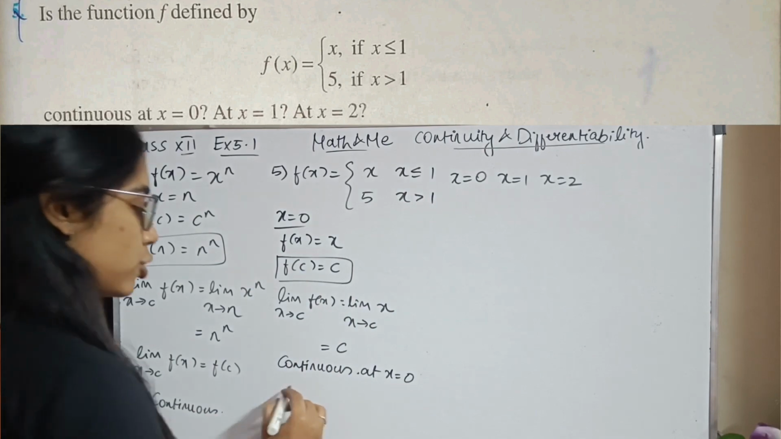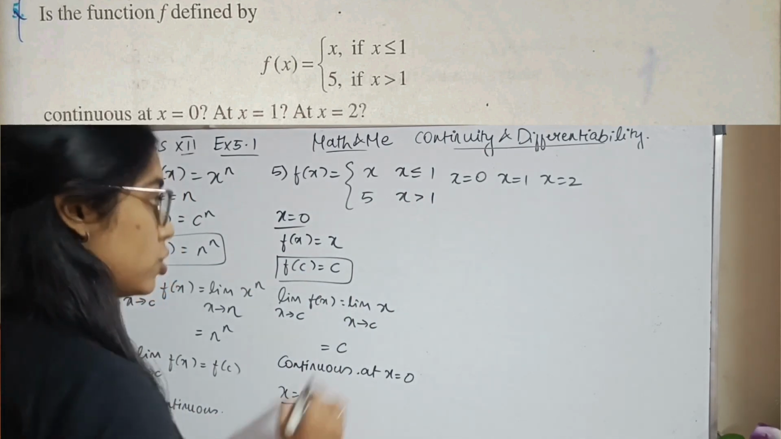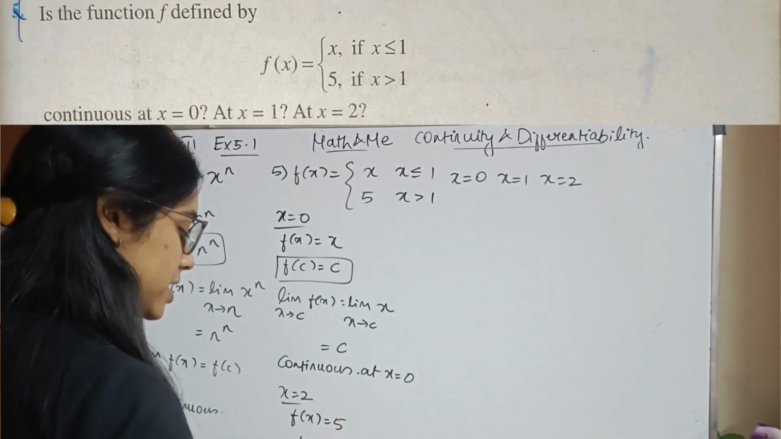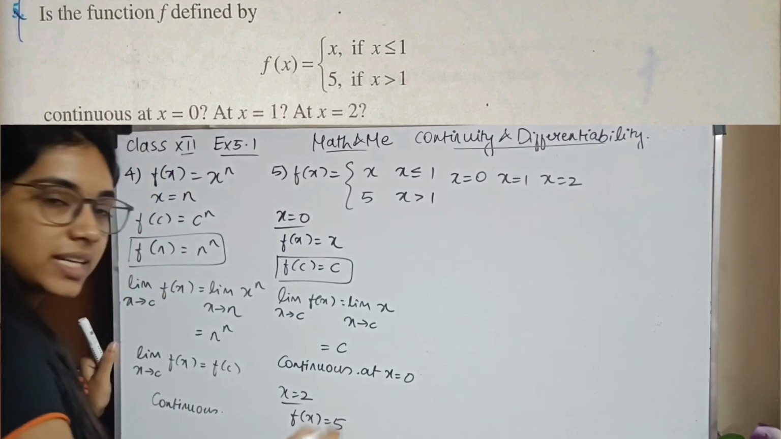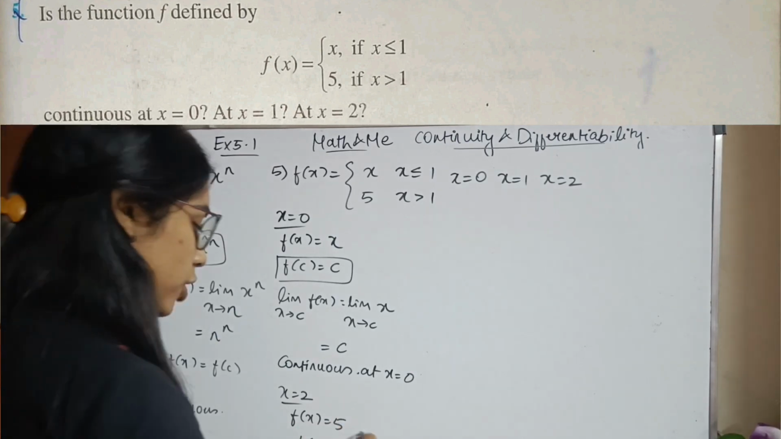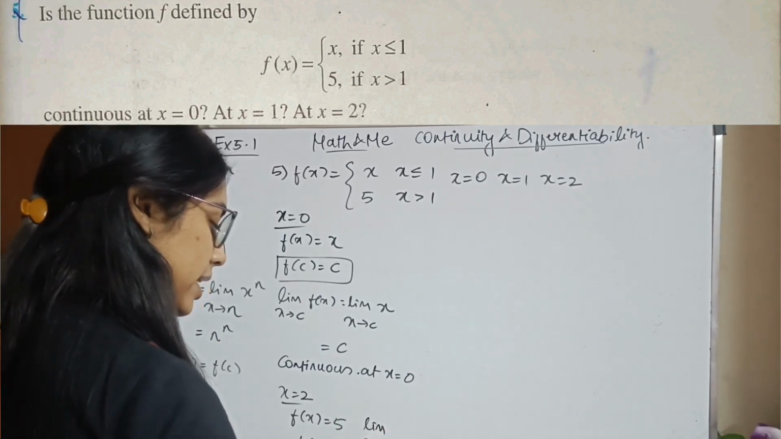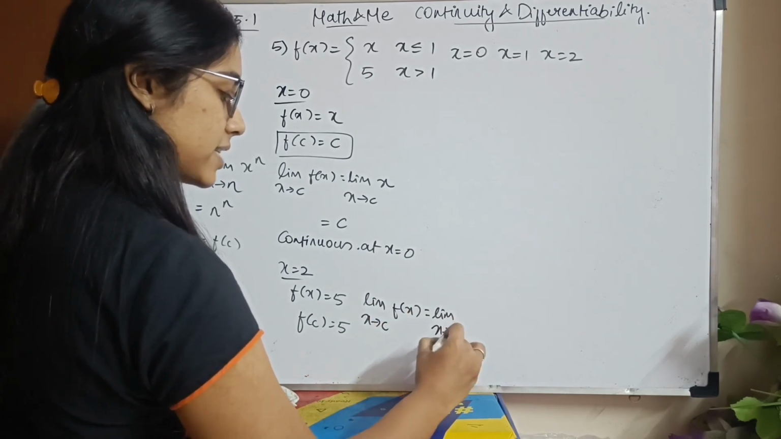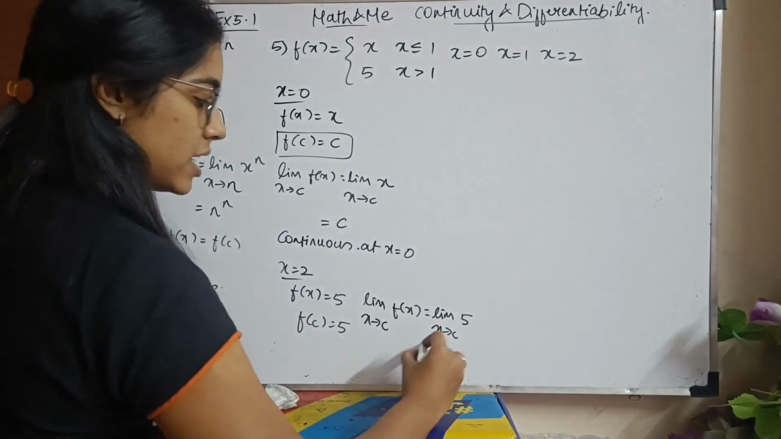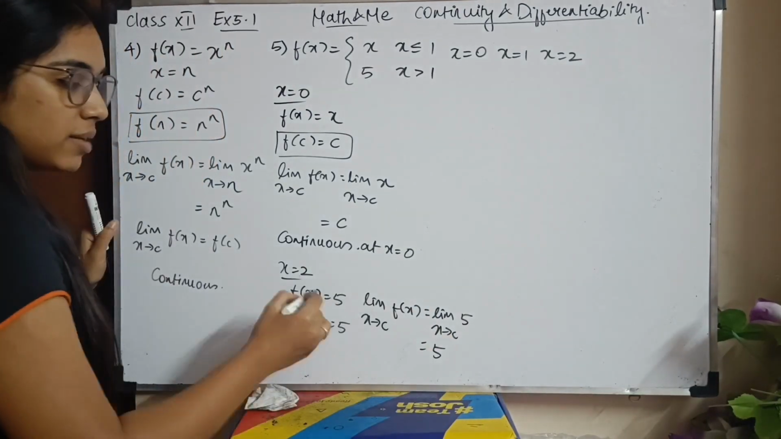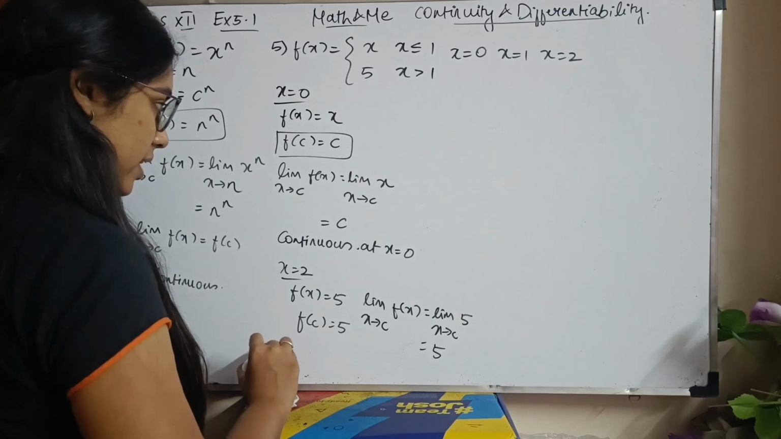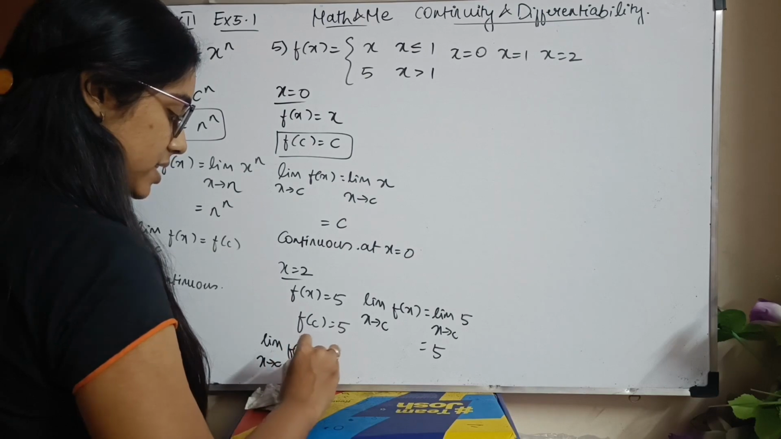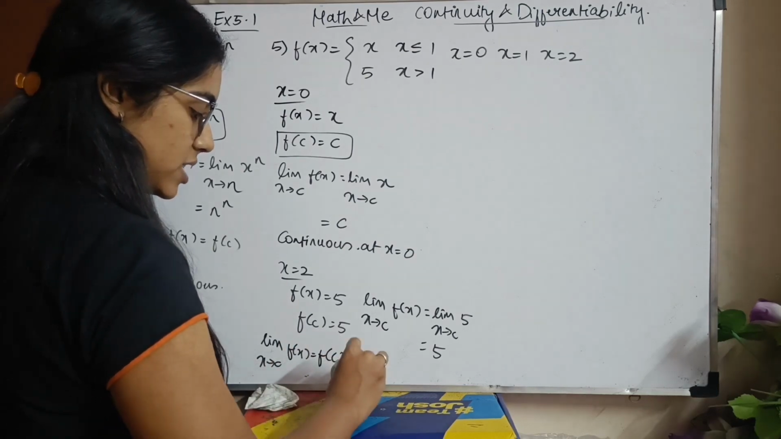இப்போ அதே மாதிரி x is equal to 2 பண்ணலாமா? So I'll have x is equal to 2. So what is my one and only condition? 5. So I have f of x is equal to 5. So f of c is also going to be 5. There is no x, correct? But this is also 5. What will be my limit? Limit x tends to c of f of x is going to be limit x tends to c of 5, and this is also going to be 5. So you see that both the values are equal. So limit x tends to c of f of x is equal to f of c, which means it is continuous.